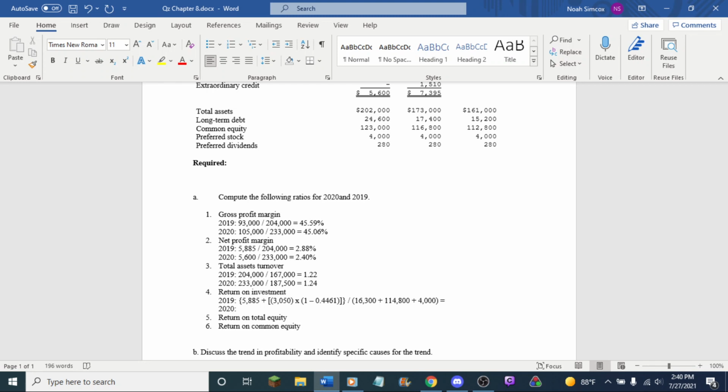Now just do the calculation here. 5,885 plus 3,050 times 1 minus the tax rate of 0.4461. We didn't need both brackets.